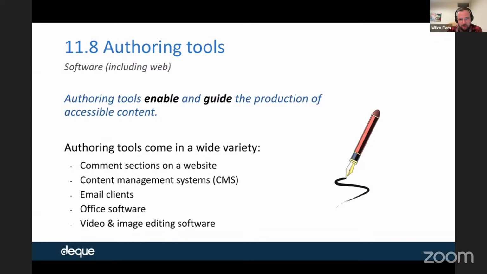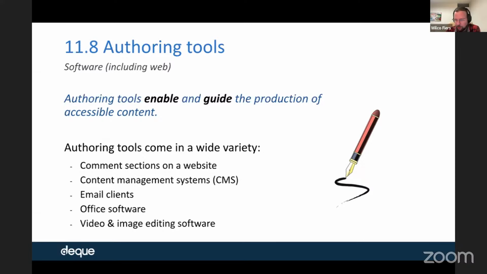But authoring tools is a very broad category. It is essentially any tool that lets you create some piece of content. So this can be something as basic as a comment section on a website. If you're allowed to submit a review, or if you're allowed to contact an organization, those are authoring tools. But there are large systems that are authoring tools as well, such as a content management system, the kind of system where you create websites in. Those are authoring tools. Email clients, if you're writing and exchanging email, you're not just reading, you're writing emails, and those are authoring tools as well.